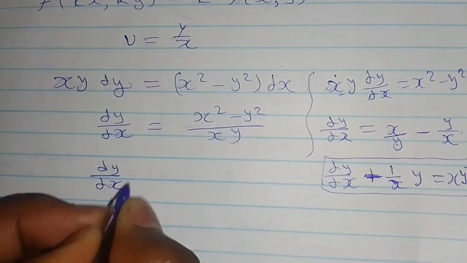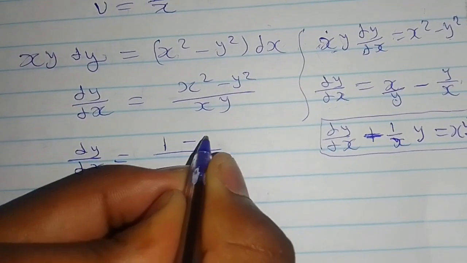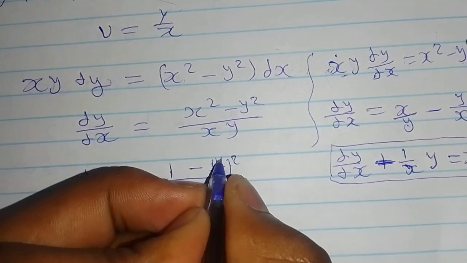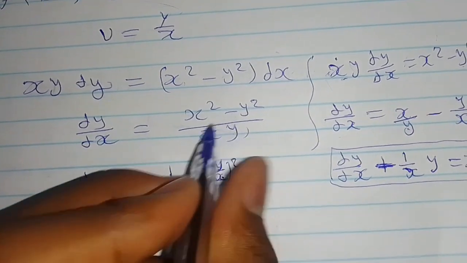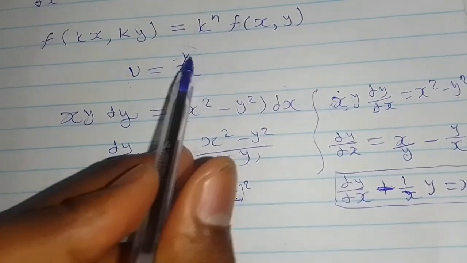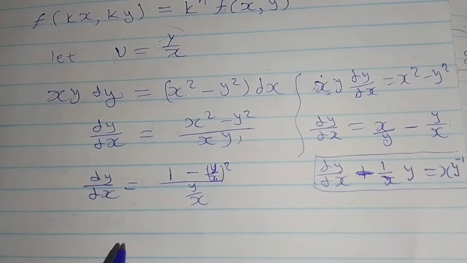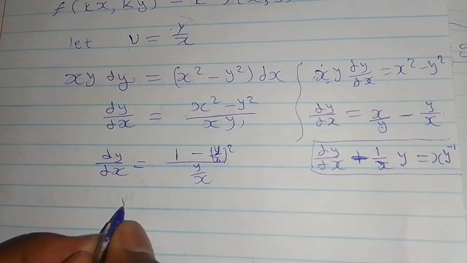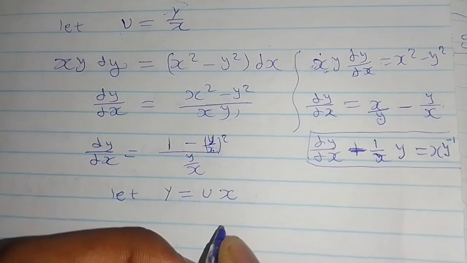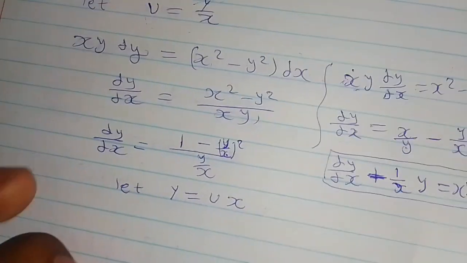dy/dx equals, divide everything by the highest degree of x, which is x squared, and then you have 1 minus y squared over x squared. Y squared over x squared you can rewrite as y over x all squared. And if you divide the other term by x squared, this will cancel the square, and you have y over x. Then I said substitute this one. Let u equal y over x, which is just the same as saying let y equal ux. It's just the same thing though.